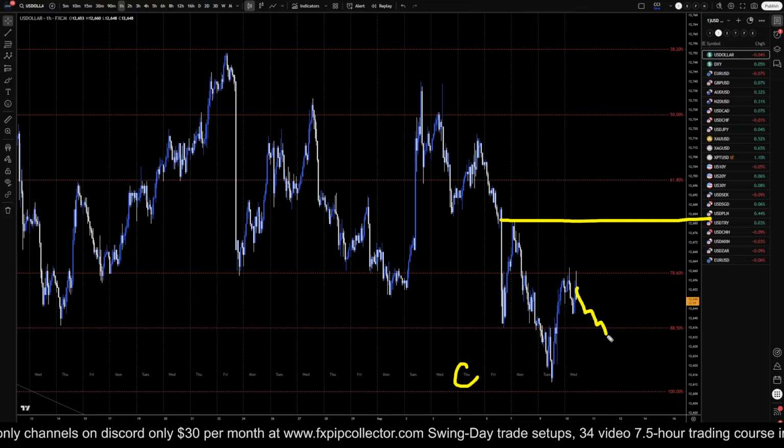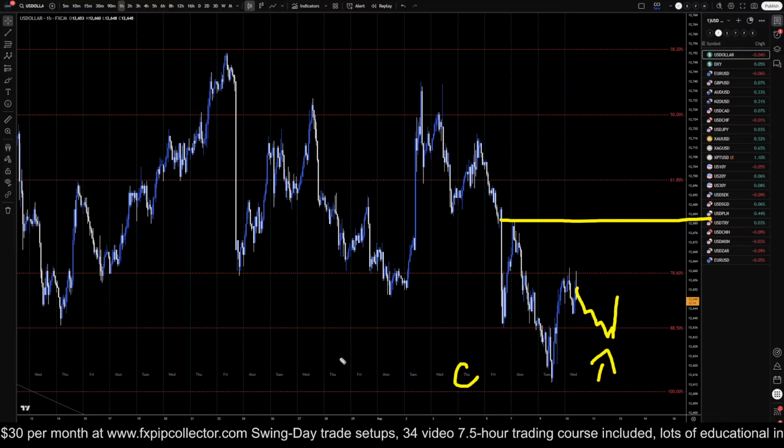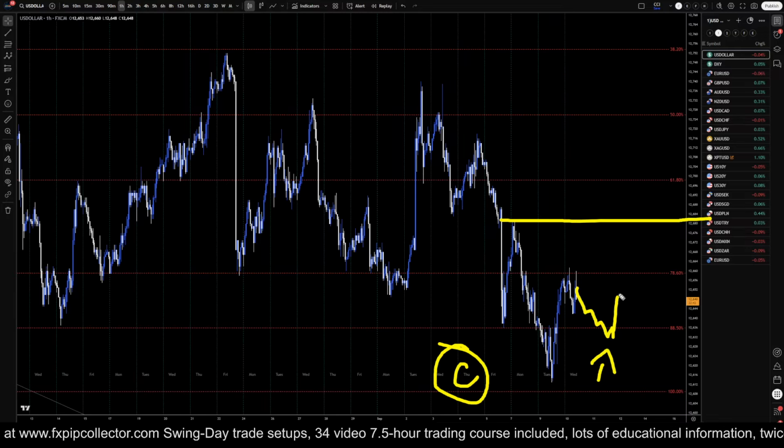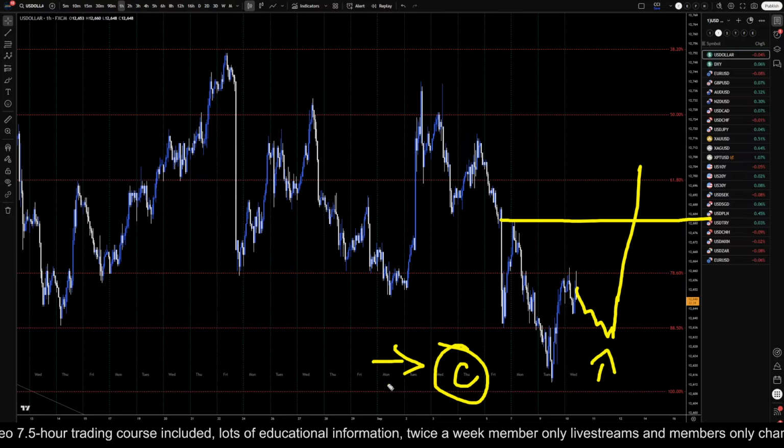Or if it does something like this and makes a very significant higher low, then we could also assume that the wave C is potentially over and observe it to see if it goes up and breaks structure or not. But a higher low on that 4 hour time frame probably is telling us that this is a wave C and not a wave 3.